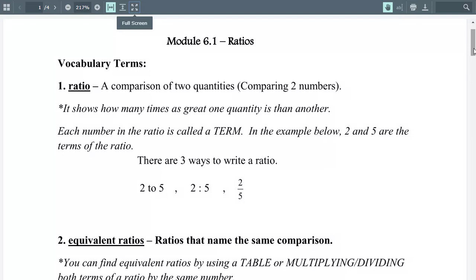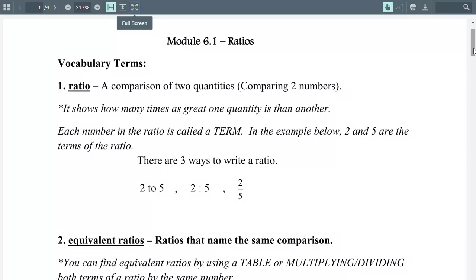There are 3 ways to write a ratio. You could compare the two numbers using the word TO, so 2 to 5. You can also have a colon, 2 to 5, that also represents 2 to 5. And the fraction form, 2 over 5, means 2 to 5.